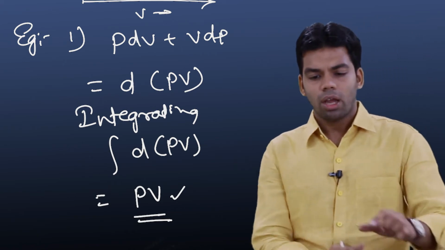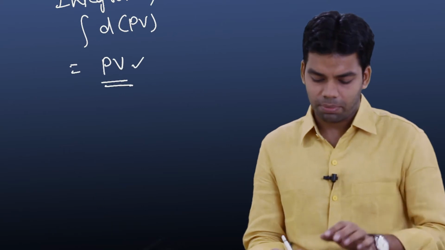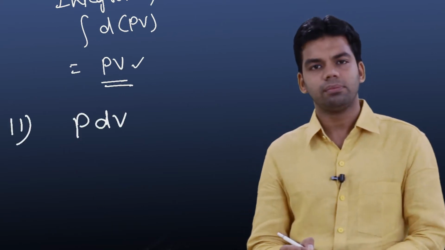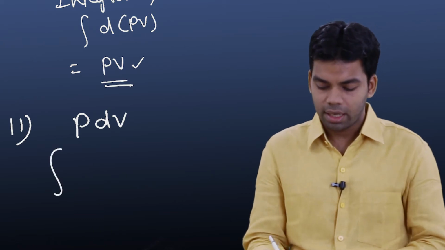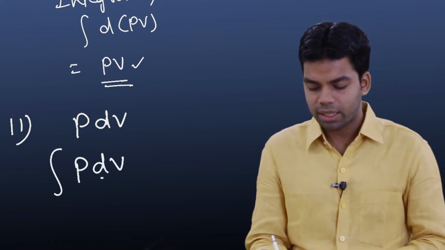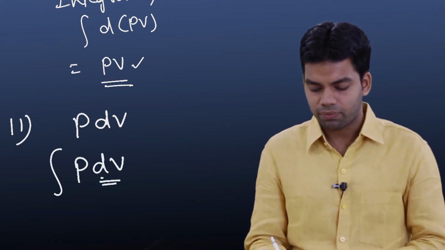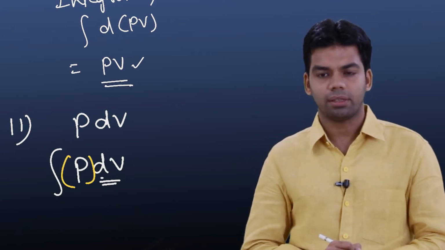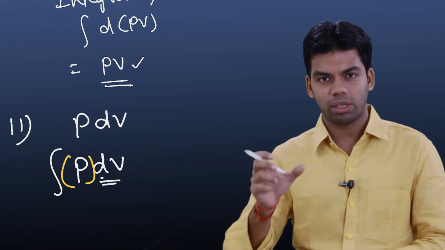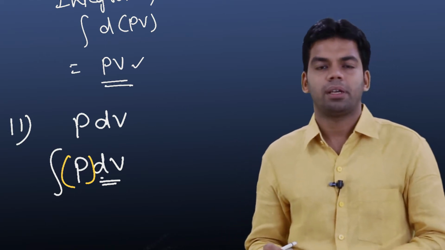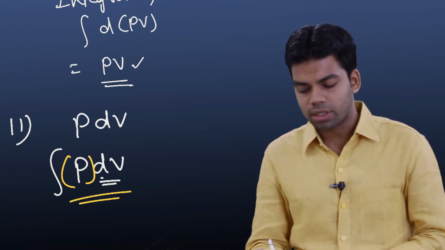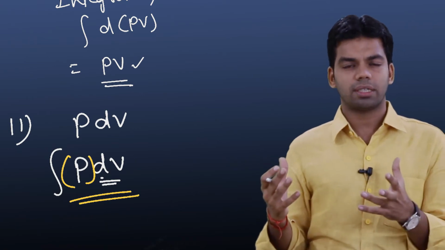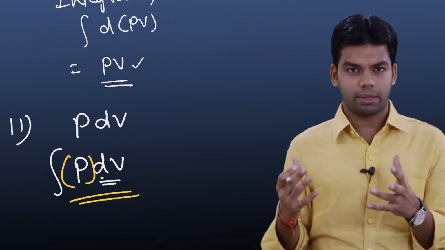Getting this or not? Okay. On the other hand, another example, suppose we are having the function PdV. Now, if I want to integrate this, for integrating PdV we require certain relationship between P and V. The P should be in terms of V, then only we will be able to integrate it. Getting this or not?